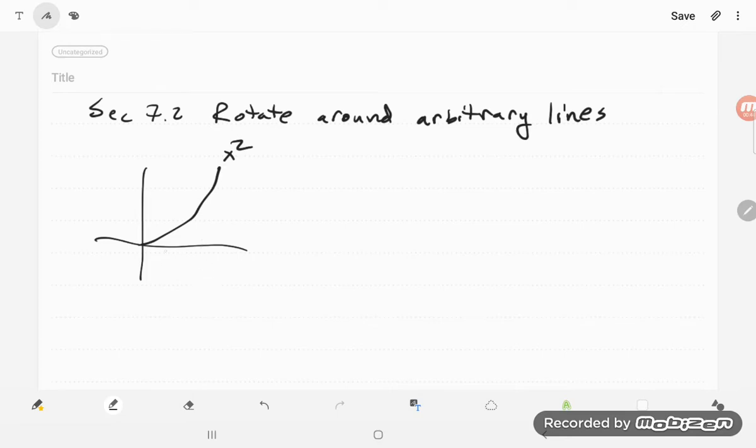And before, we said rotate it around the x-axis, but now suppose I want to take this same curve and rotate it instead of around the x-axis, how about around y equals 1? And so we're taking maybe from 0 to 1. Well, we need to think about what that shape looks like.